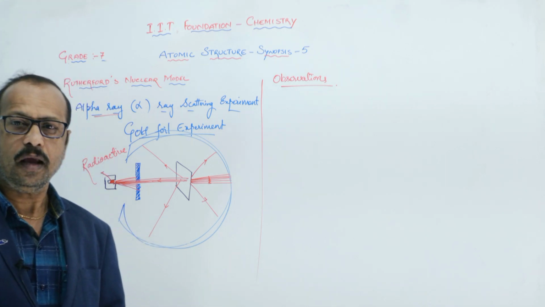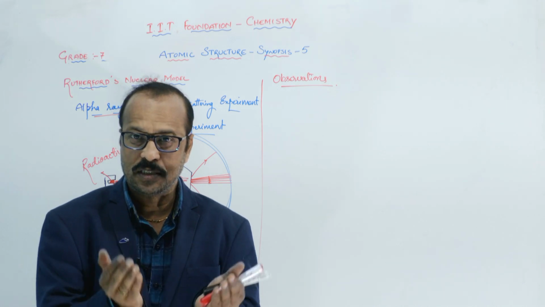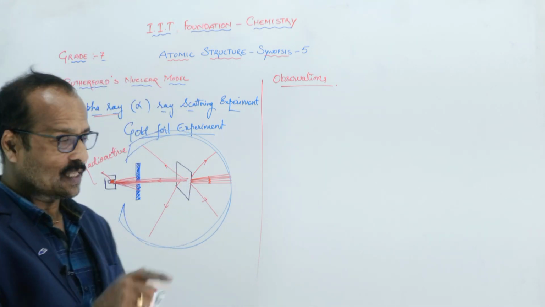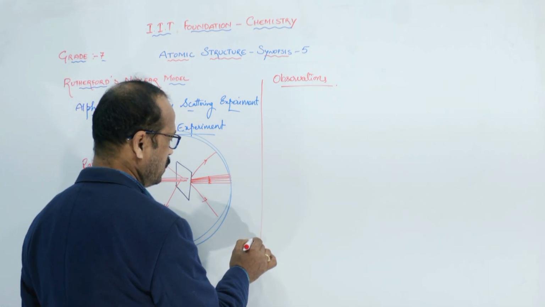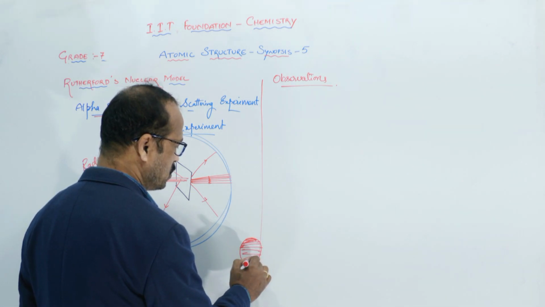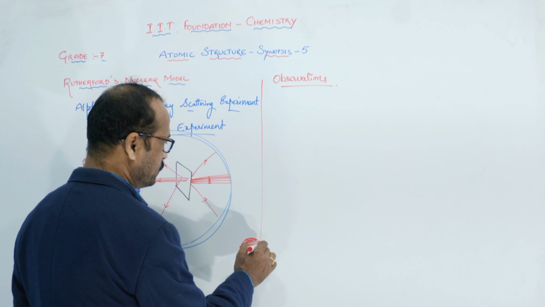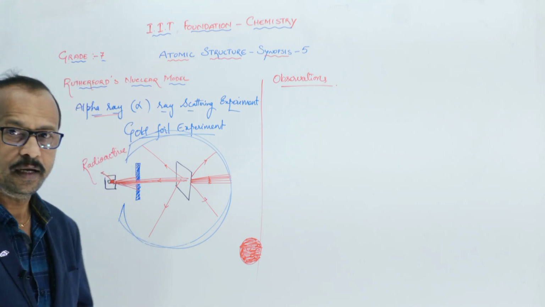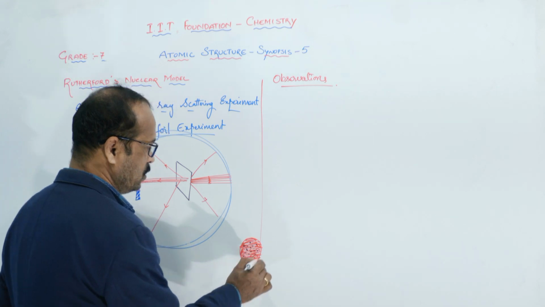According to J. Thomson, atoms are spherical in shape, a positively charged sphere in which electrons are embedded. If it is like that, according to J. Thomson, the atom is a sphere, and here I am drawing a rough diagram. So this is a positively charged sphere, meaning total positive charge is there, and in this electrons are embedded, meaning electrons are present in it, embedded like this.